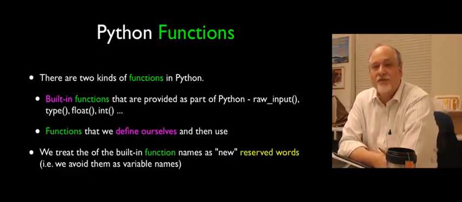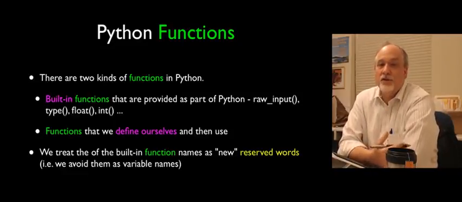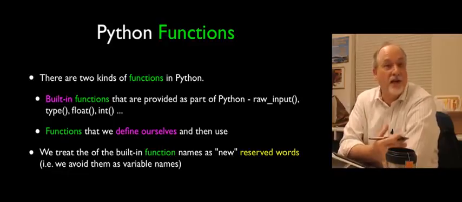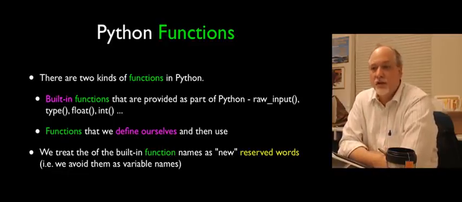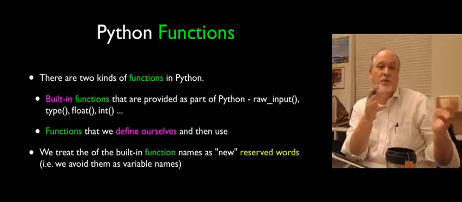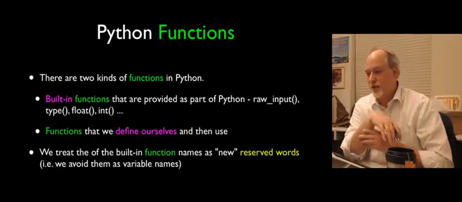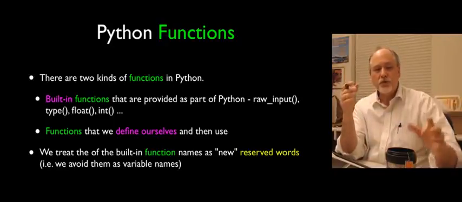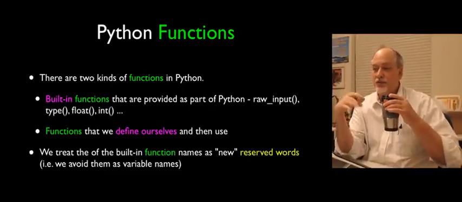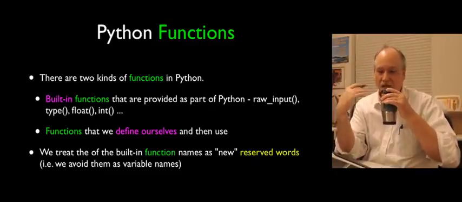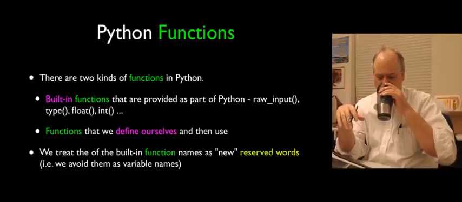And then there are user-defined functions, functions that we write, functions that create functionality that we want to make use of, like encapsulating the ability to compute pay for time and a half for overtime. And so we name these things and we treat them as new reserved words that we've created. They're kind of an extension to the language, as it were.